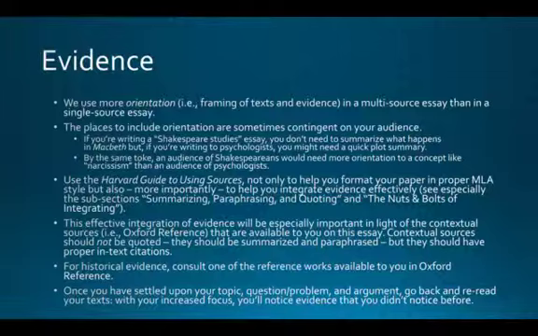You do want to use the Harvard Guide to Using Sources, not only to help you format your paper in proper MLA style, but also to help you integrate evidence effectively. So see especially the summarizing, paraphrasing, quoting sections and the nuts and bolts section.